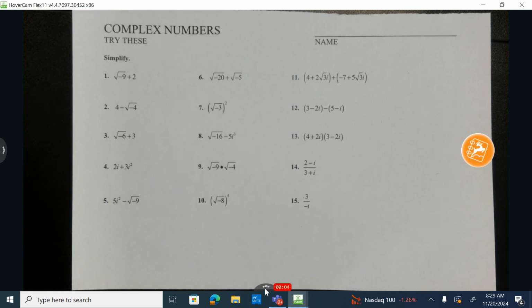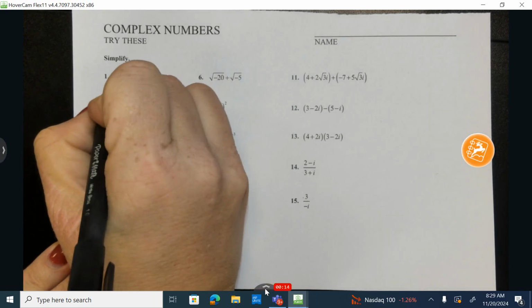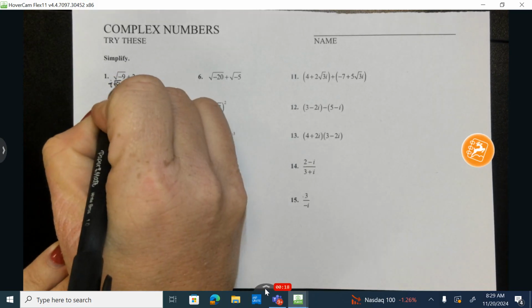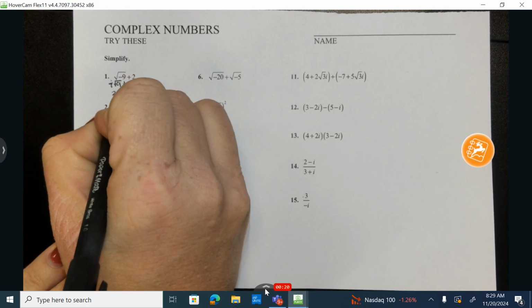Simplify the expressions above. I may need an additional piece of paper to show my work here. One second. Let's look at number 1. I know that I cannot take the square root of a negative. The negative comes out front, and I can see that the square root of 9 is 3. So I have 3i plus 2.